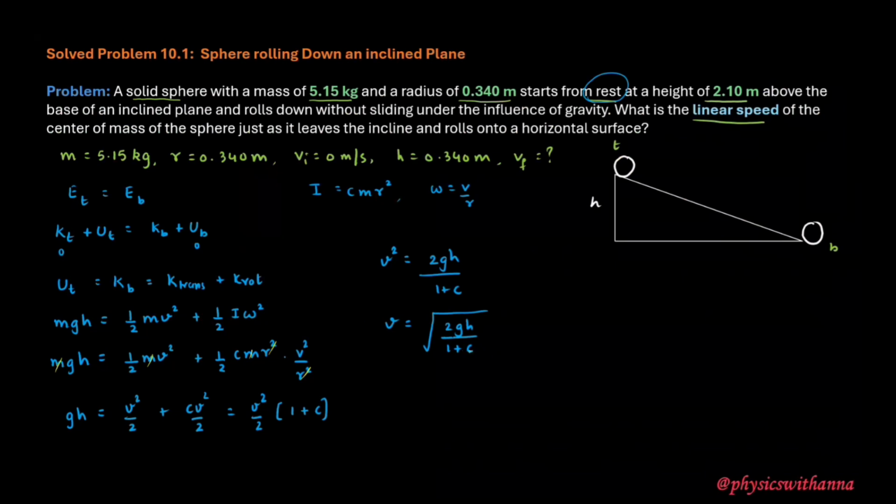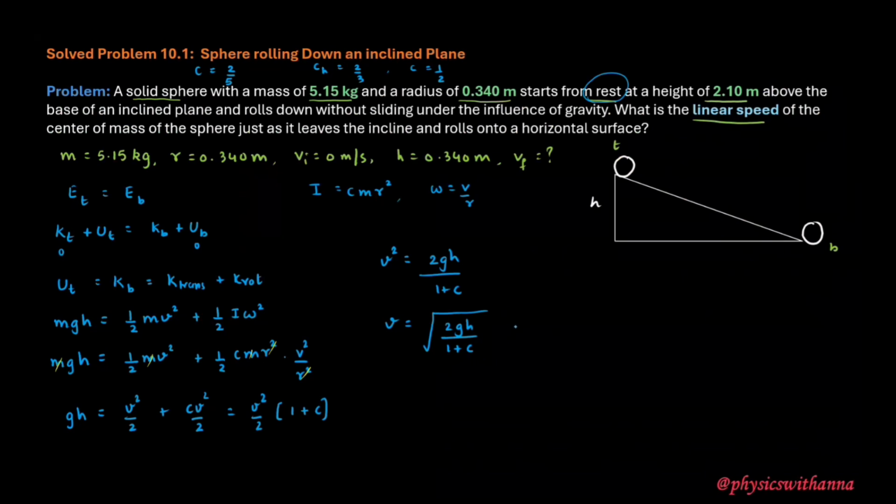Now we can substitute the values to calculate the velocity v. This is the general rule for the linear speed of center of mass at the bottom whenever an object is rolling down the incline. All you have to do is change the value of c with the object. So for a solid sphere, c will be 2 over 5. If you had a hollow sphere, the c will be 2 over 3. Whereas for a cylinder, the c will be 1 over 2. So depending on what object is rolling down the incline, you can change just the value of c. The rest of the velocity expression remains the same.